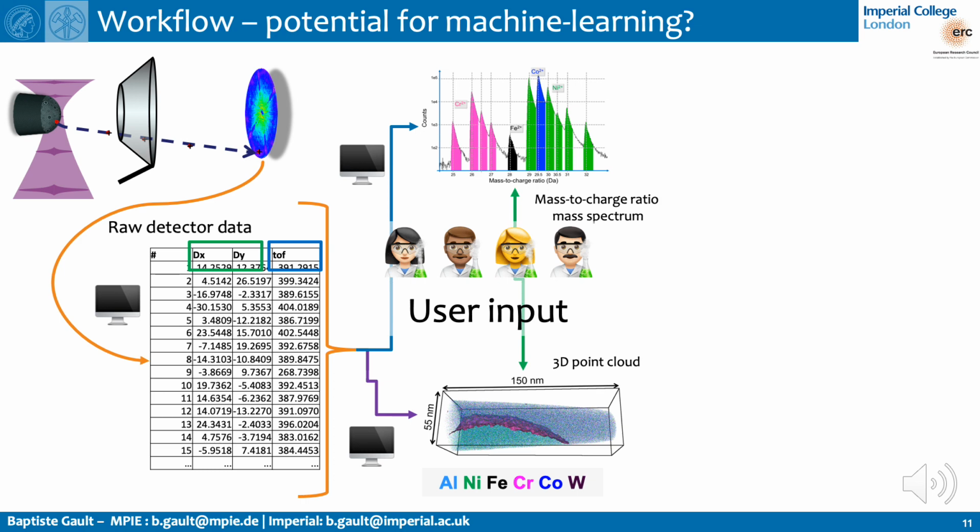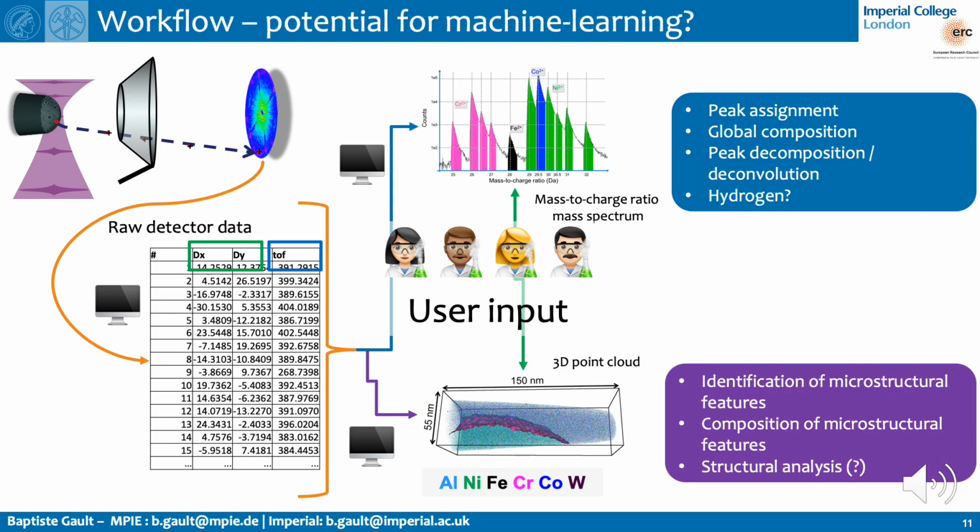All of these actually require user input, which means they are prone to errors and mistakes, and it is really detrimental to the reliability and repeatability of using atom probe for microstructural characterization. Amongst the things that user input is necessary for, we have, for example, the assignment of peaks to a specific element, the measurement of the composition, and the deconvolution and decomposition of some of these peaks, where we have, for example, isobaric overlap or different molecular ions overlapping with specific other elements. And on the exploitation of the 3D point cloud, it's the identification of specific features, for example how to report their composition, and potentially some aspects of the structural analysis.